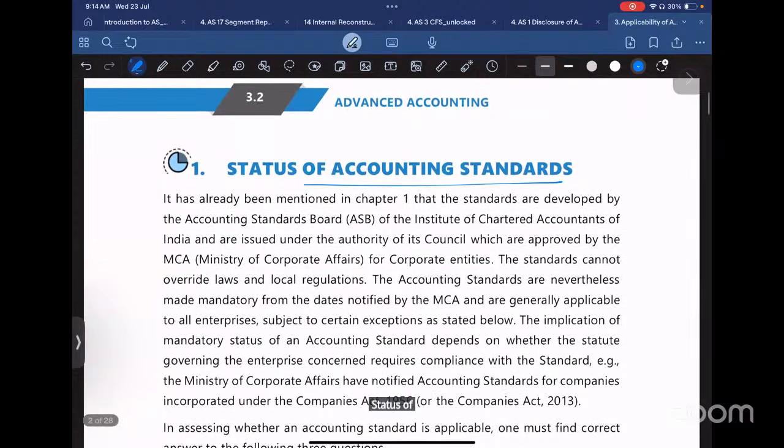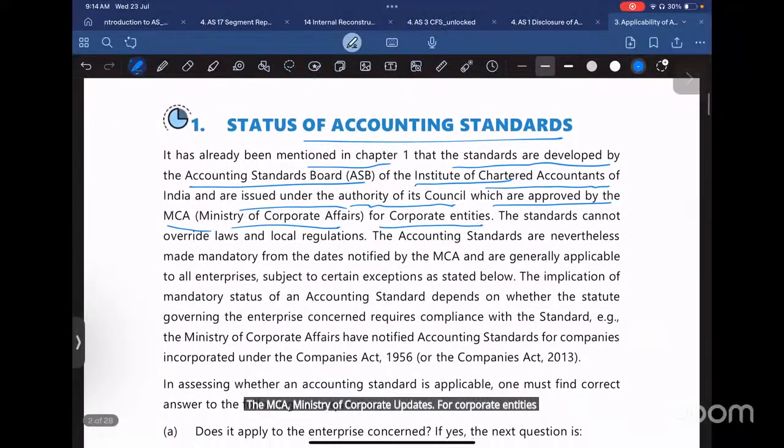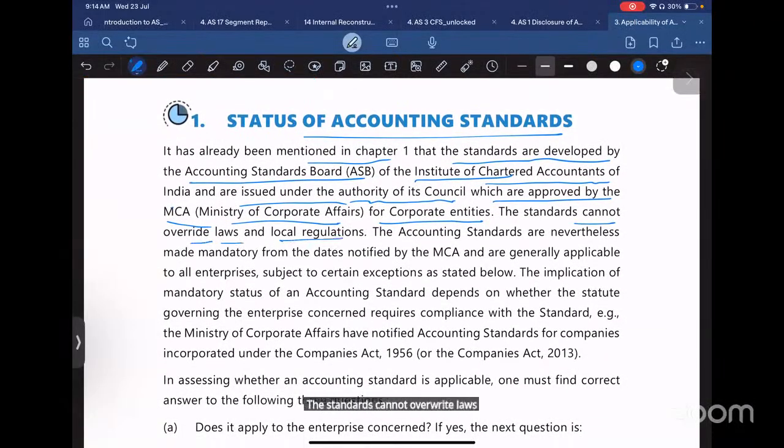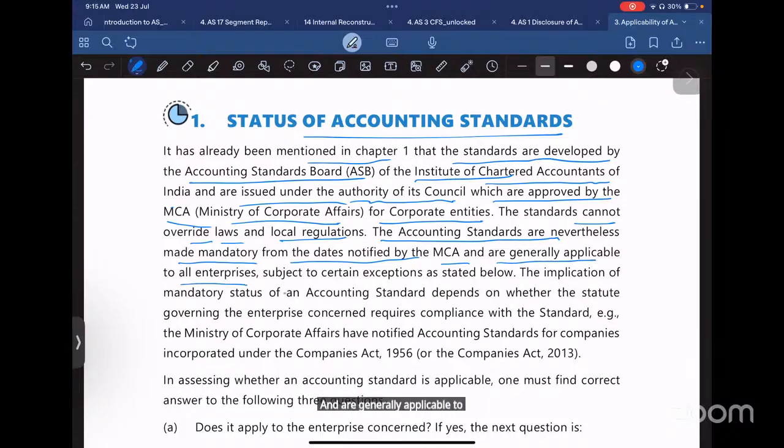Status of accounting standards. It has already been mentioned in Chapter 1 that the standards are developed by the ASB, Accounting Standards Board of ICAI, Institute of Chartered Accountants of India, and are issued under the authority of its council, which are approved by the MCA, Ministry of Corporate Affairs, for corporate entities. The standards cannot override laws and local regulations. The accounting standards are nevertheless made mandatory from the dates notified by the MCA and are generally applicable to all enterprises, subject to certain exceptions as stated below.